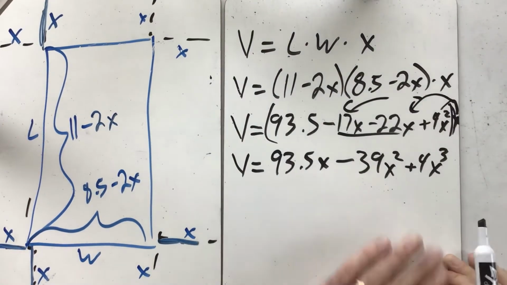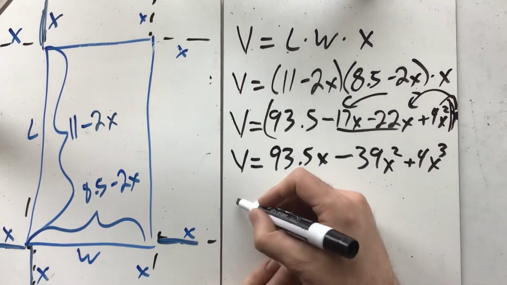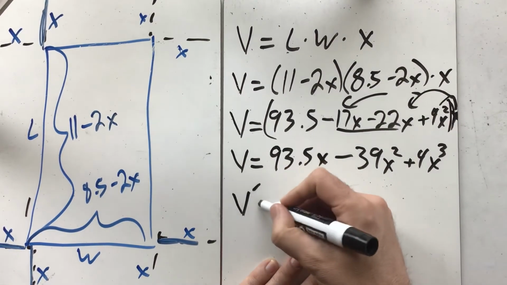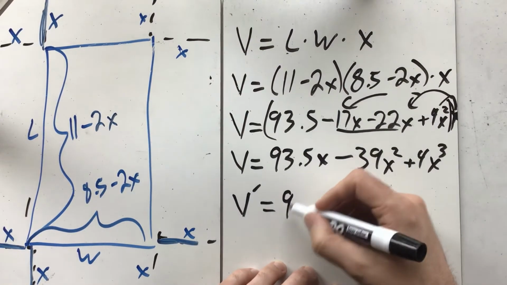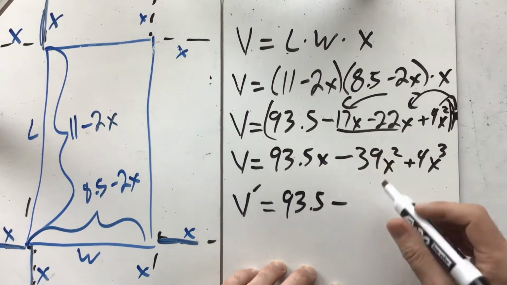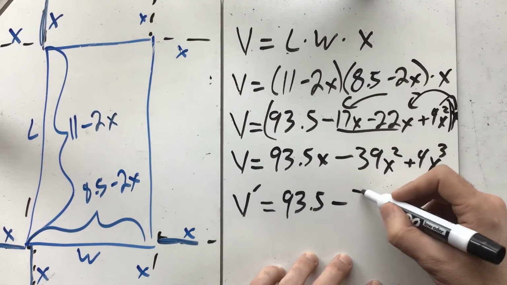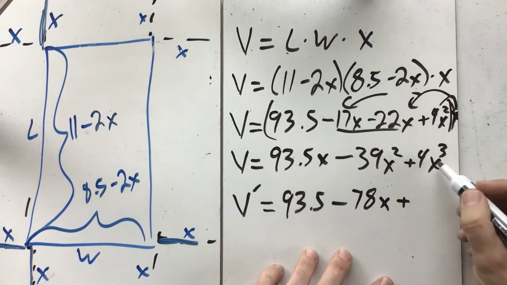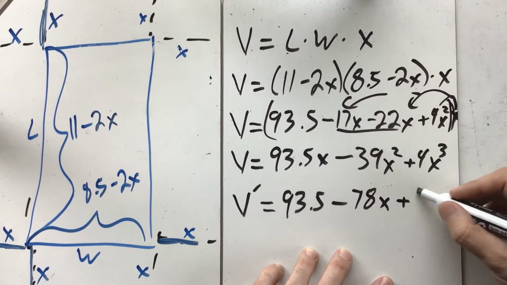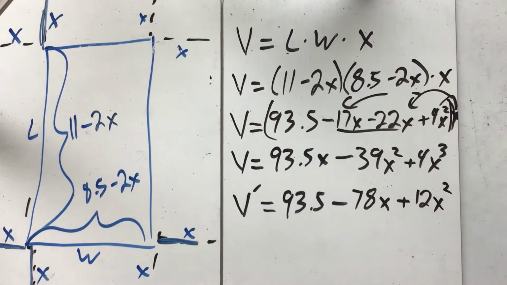Okay, I've just done a little bit of algebra. Now I'm ready to do my calculus, which means I need to take the derivative of this. This derivative is pretty simple. It's 93.5 minus, and 39 times 2 is 78x, and then 4x cubed times 4 is 12x squared. So I need to figure out where this thing is equal to 0.